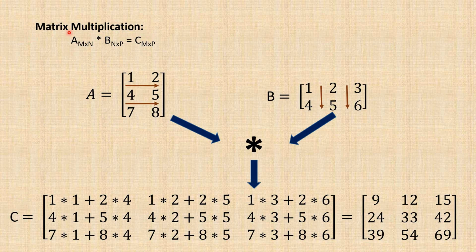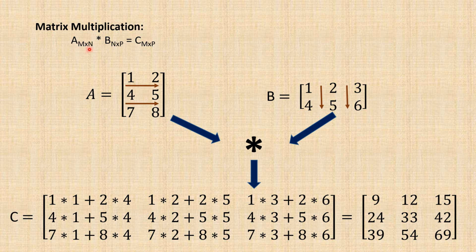Next is matrix multiplication. For matrix multiplication, the requirement is that the number of columns in the first matrix must be equal to the number of rows in the second matrix. As an example, consider two matrices A and B, where A is of dimension m by n and B is of dimension n by p, where n is the number of columns in the first matrix A and B has the same n number of rows for the multiplication.